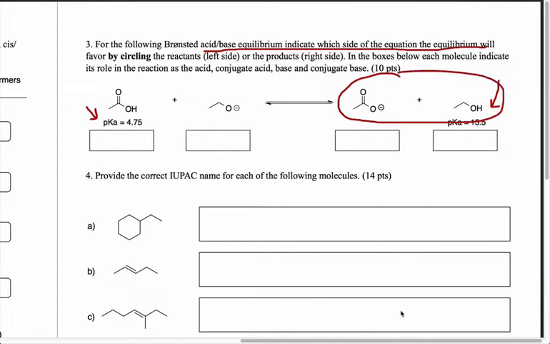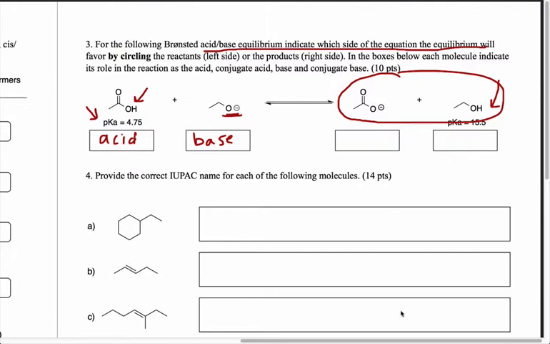Okay, the other thing is I asked you to identify the acid, base, conjugate acid, and conjugate base. The species that is donating or giving up the proton on the left side of the equation is the acetic acid here. So this would be the acid, and it reacts with the other partner, which has the negative charge, which is accepting the proton. That's the base.